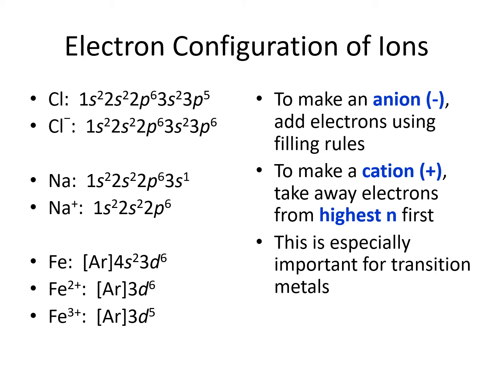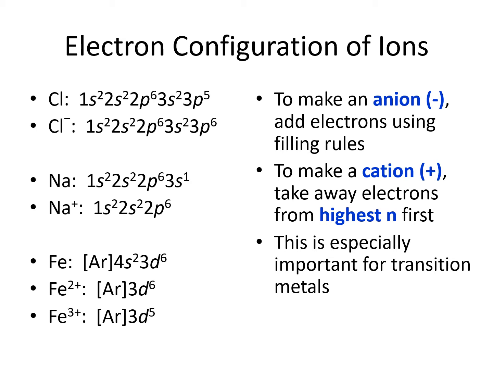For cations, which have a positive charge because they have lost negatively charged electrons, we need to take electrons out of our electron configurations. This is where it gets tricky. We aren't necessarily taking it off the last subshell we wrote. Instead, we are taking it out of whichever subshell has the highest value of n. For the sodium ion, the 3s subshell has the highest value of n, 3. Because the sodium ion has a +1 charge, we take away one electron, and it comes out of that 3s subshell. We are left with 1s2, 2s2, 2p6.